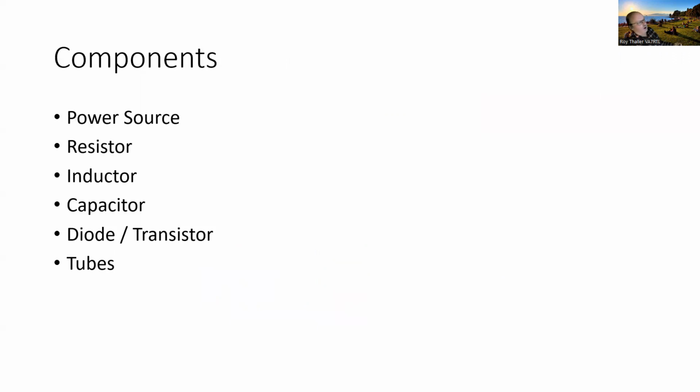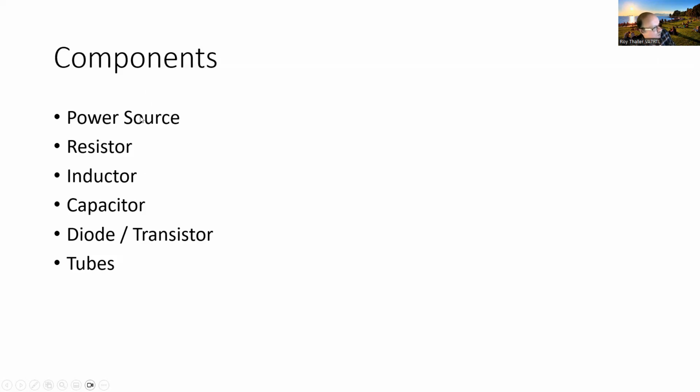So next we're going to talk about components. We're going to talk about power sources, resistors, inductors, capacitors, diodes, and transistors, and tubes. So this is just going to be an introduction into these 6 different types.